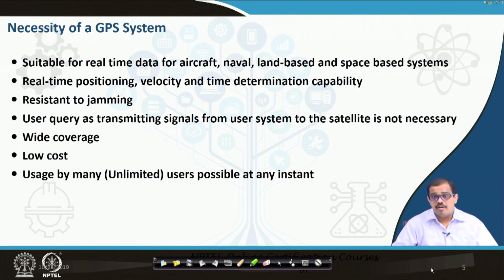Very importantly, most of your mobile phones can be jammed, but these GPS systems are resistant to jamming. You cannot jam the channel through which the GPS acquires its signal. Transmitting signals from the user system to the satellite is absolutely not necessary. You need not send a query from your mobile phone to the satellite. Whatever query you make is sorted out by the local server of that particular app.